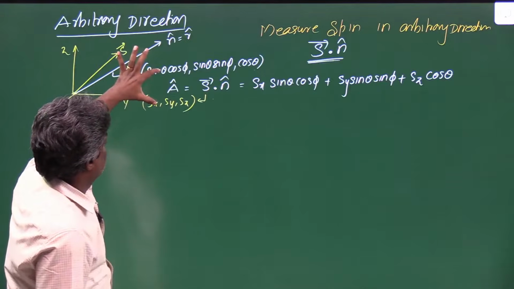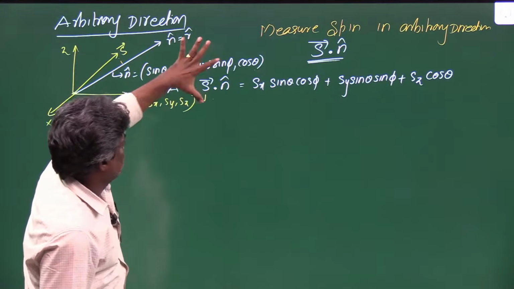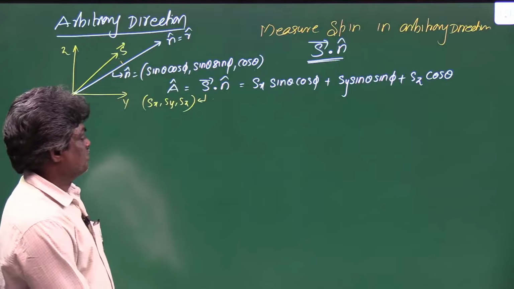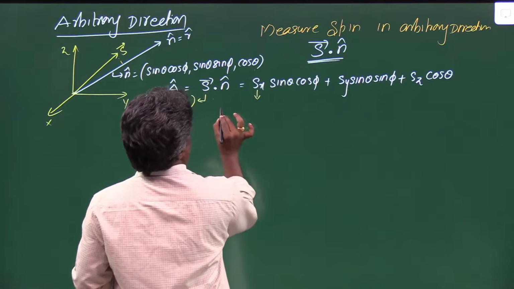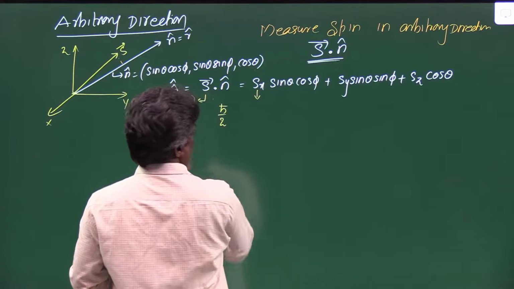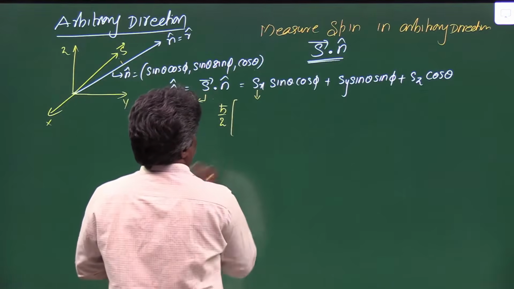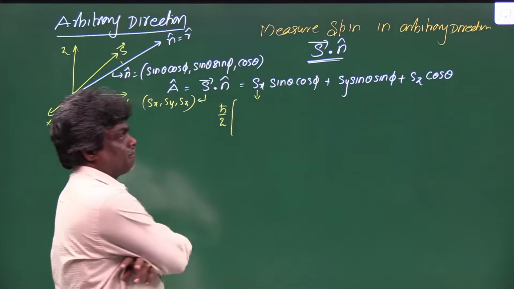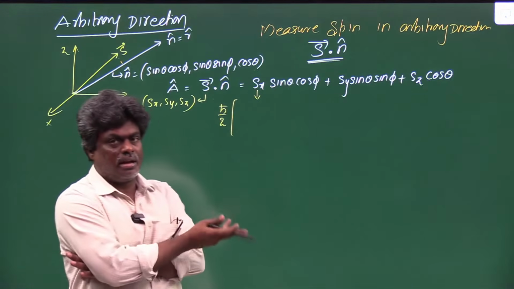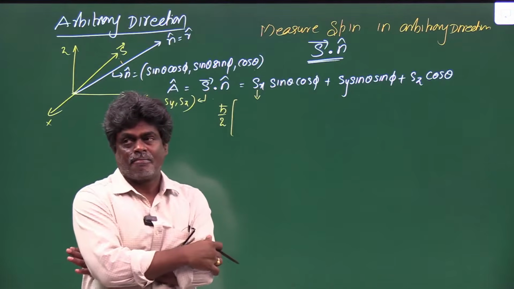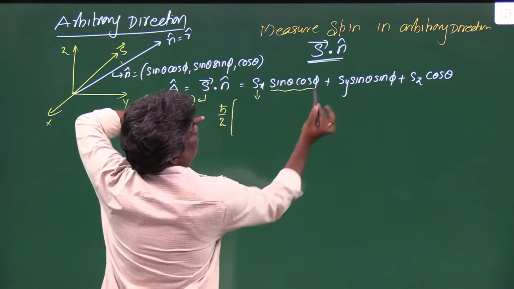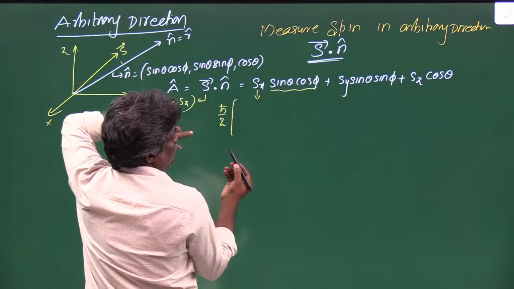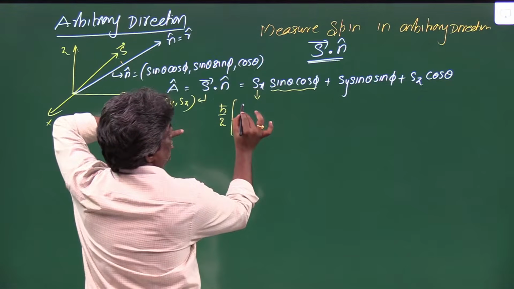Simply dot product. First into first, second into second, third into third. Now what I am saying is just write this matrix, h cross by 2 outside. What is the Sx matrix? Sigma x, or x matrix: 0 1 1 0. You are multiplying that 0 1 1 0 with this. Tell me what you will get.